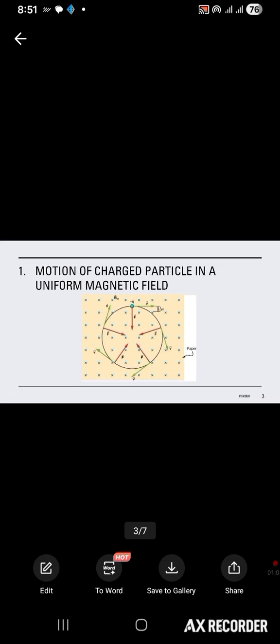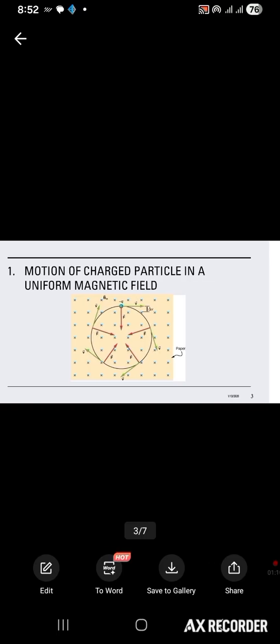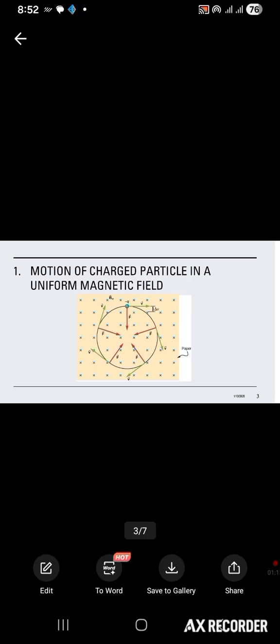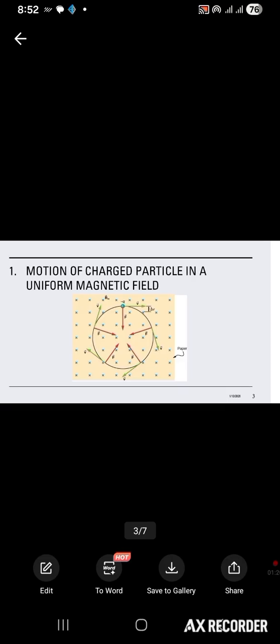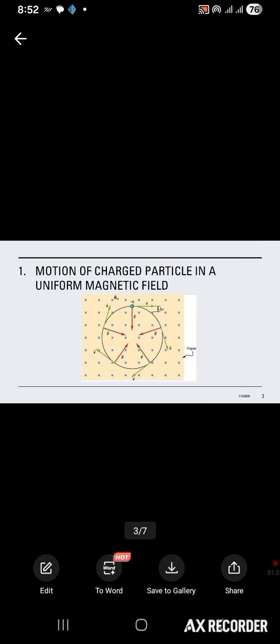Now come to the basic one. First topic, the motion of the charged particles in the uniform magnetic field. Here you can see a diagram. You remember what it shows? It shows the trajectory of a charged particle in a magnetic field. What type of magnetic field is it? That is an inward magnetic field, directed away from you, into the paper, right?